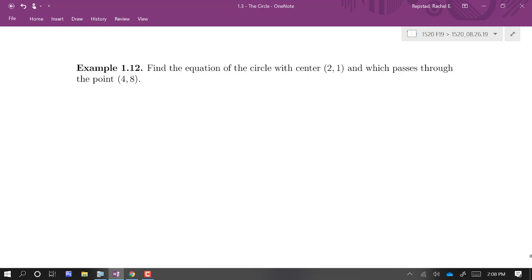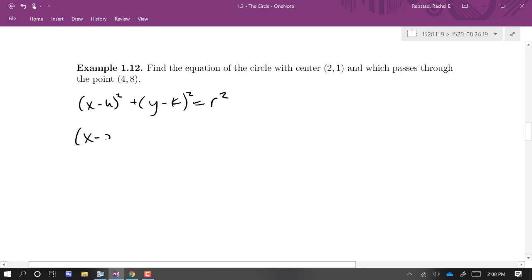So we know the center is (2, 1). They don't tell us the radius, but they do tell us that it passes through the point (4, 8). So I'm going to just start by writing out standard form and then filling in what I can. I know the center, so I've got (x - 2)² + (y - 1)² = r². I just don't have the radius. All I need is r squared, right?